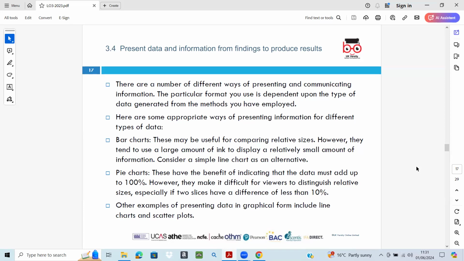Then we have scatter plots. Scatter plots are useful for displaying relationships between two variables, identifying correlation and visualizing patterns in data points. And scatter plots are valuable for illustrating the relationship between two numerical variables and identifying any trends or outliers in the data. So these all are important points related to slide 17.